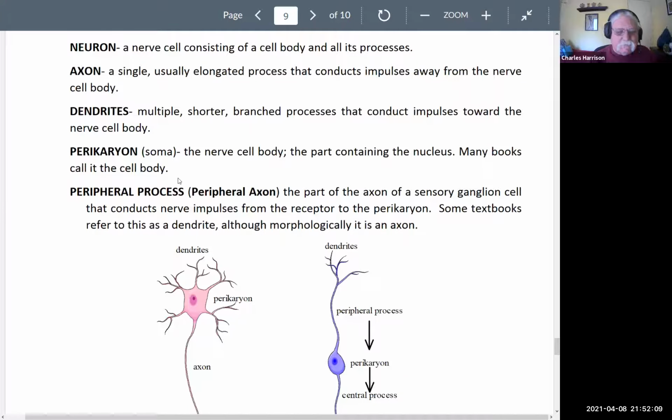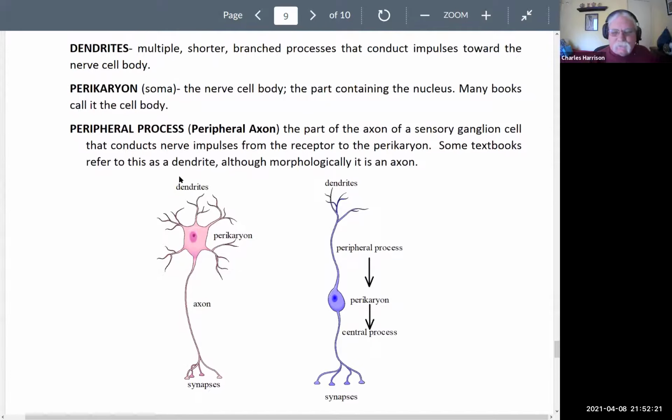The perikaryon, here it is in print for a change. This is the nerve cell body with the nucleus inside. The term peripheral process usually refers to the bipolar neuron over here, and we would also call it a dendrite. In fact, the image that I showed you a moment ago did call it a dendrite. This is the peripheral process or dendrite. This is the axon or central process. This one over here has the axon, dendrites, perikaryon. This is a bipolar. This is a multipolar. This is the first one we did. This is the second.